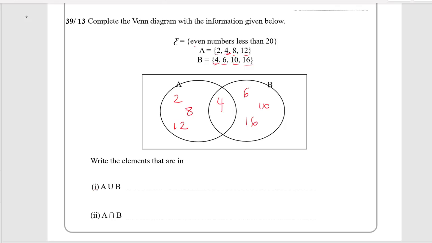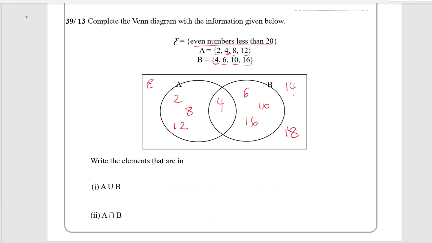Now, even numbers less than 20, that's the universal set. So because of even numbers less than 20, our universal set, there are still more numbers that we need to write down outside the circle. So we've got 2, 4, 6, 8, 10, 12. 14 is not there, so 14 will go outside. So let's write down 14 here. 16 is there, 18 is not in this list, so we write 18 outside here.